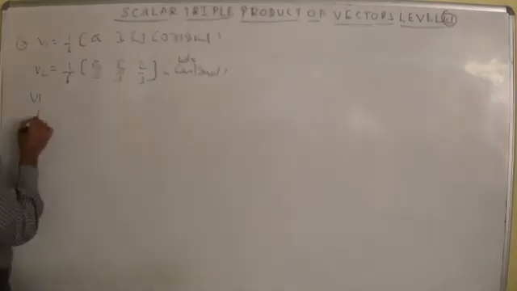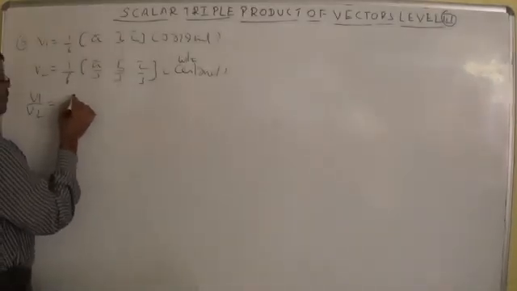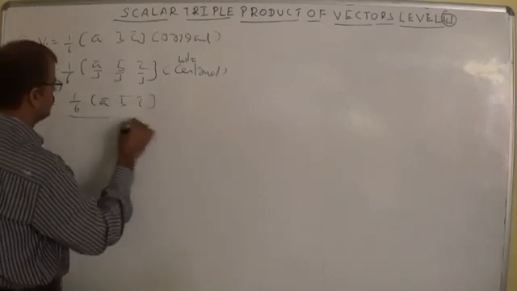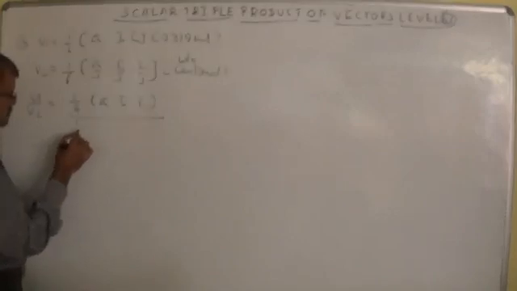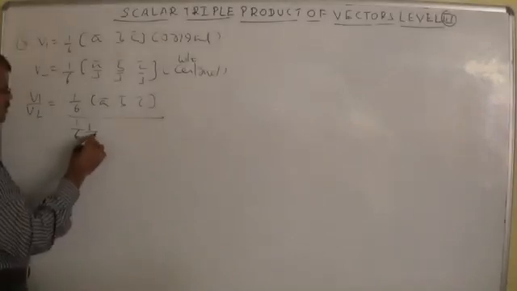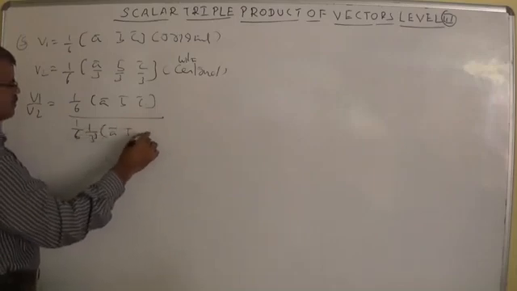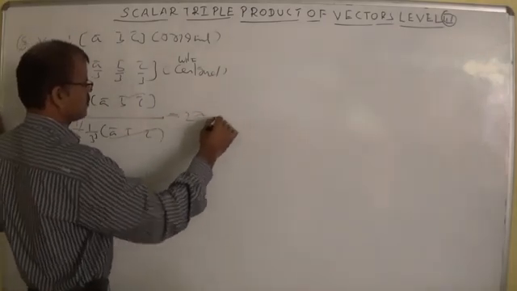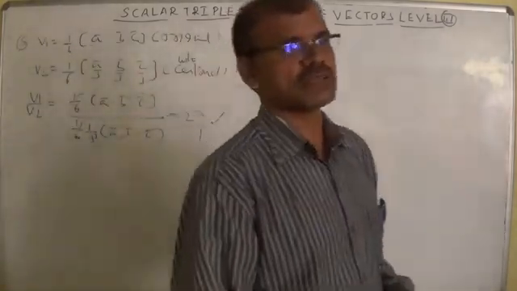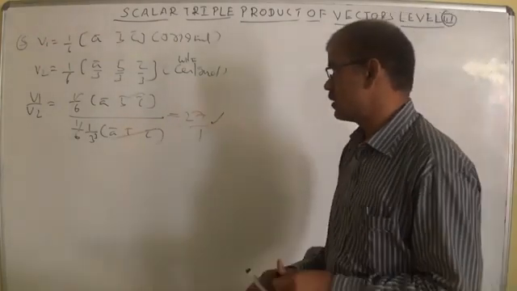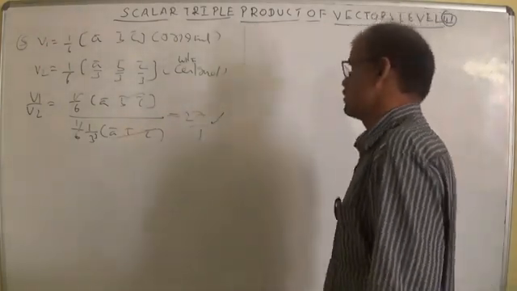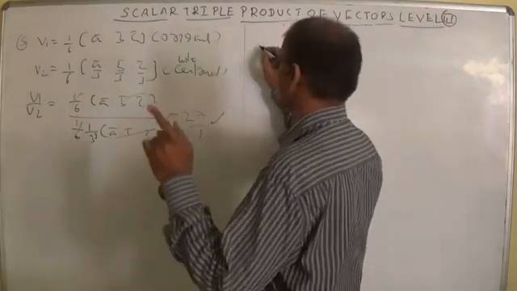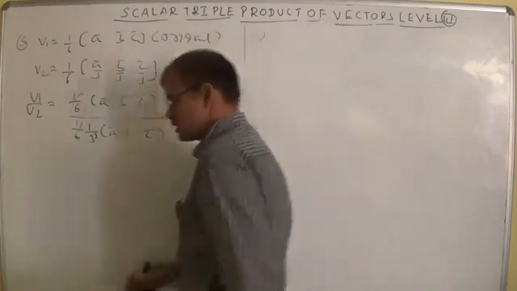So V1 by V2: 1 by 6 box ABC whole by 1 by 6 into 1 by 3 cube into box ABC. Box ABC gets cancelled, 1 by 6 also gets cancelled, so 27 by 1. Maybe he should ask depending upon the triangle, because the centroid tetrahedron formula is 1 by 4, but that option is not there. Otherwise, the origin should be given. Some data is missing in this question.